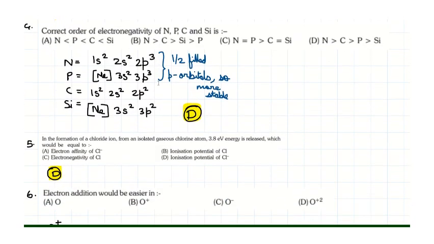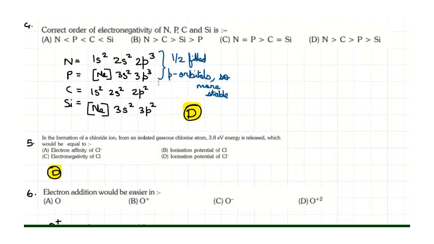In the fourth question, we need to find the correct order for electronegativity of nitrogen, phosphorus, carbon, and silicon. Nitrogen and phosphorus have half-filled p orbitals, so they are comparatively more stable. Silicon has a larger atom than carbon, thus silicon would have least electronegativity, followed by phosphorus, carbon, and then nitrogen.